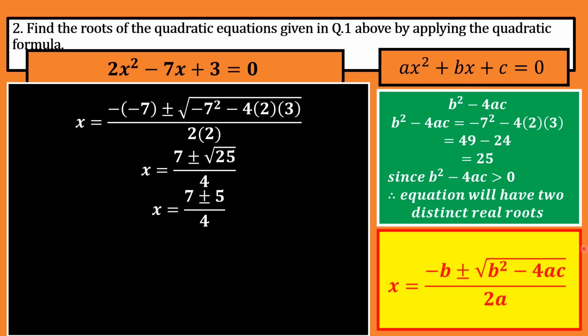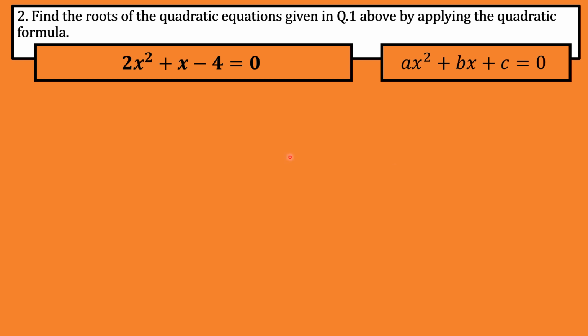Two values: one time 7 plus 5 upon 4, one time 7 minus 5 upon 4, that is 12 upon 4, or 2 upon 4, that is 3 and 1 upon 2. So see, actually applying the quadratic formula is much simpler than completing the square or any other method. But only in case these numbers are smaller can we apply it more conveniently, right? Let's take one more.